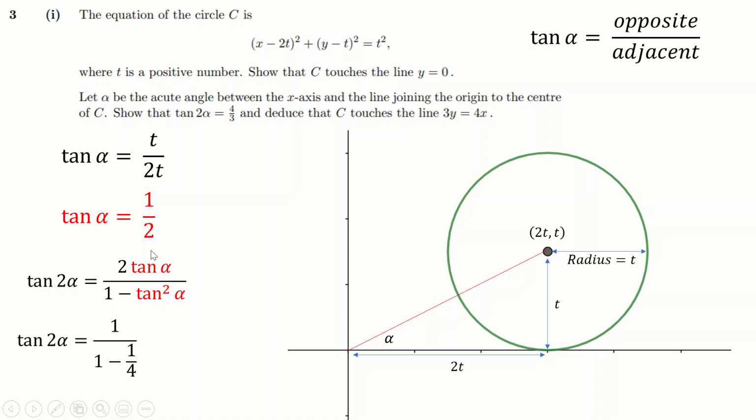1 take away a half squared, well, a half squared is a quarter. Then 1 take away that is 3/4. I've got an integer over a fraction, which means the denominator of the fraction can just bounce up to here to get 4/3. And that's literally how I think of it. I always use the word bounce. So it's 4/3. So what I've discovered here is that tan 2 alpha is 4/3, and that's that bit of the question. And deduce that C touches the line 3y equals 4x.